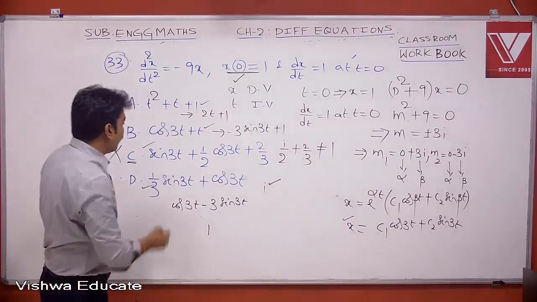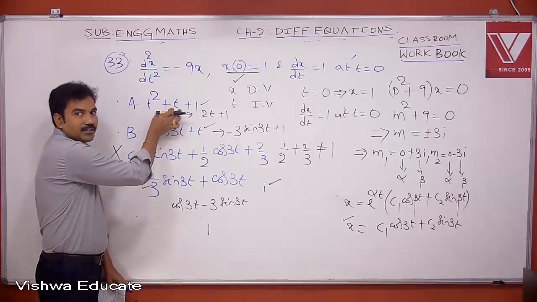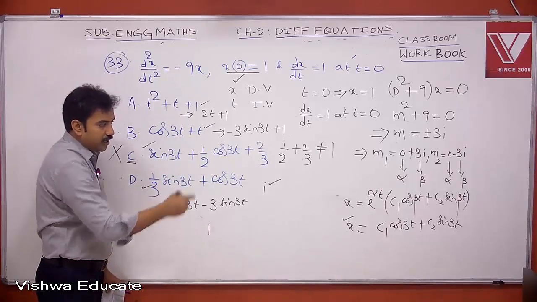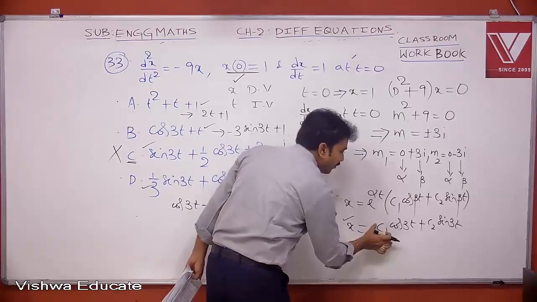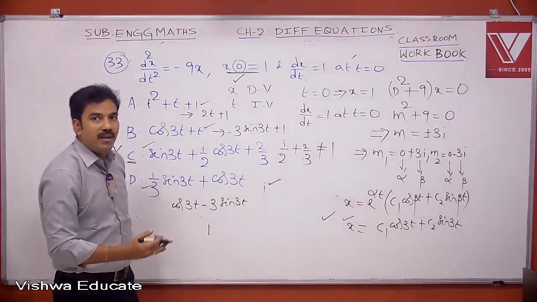Now it is very flexible to eliminate the remaining options. In this case, we don't have trigonometric functions. So extra we have t square, t. There we got c1 cos 3t plus c2 sin 3t. Even if you apply boundary conditions, suppose c1 is 0, suppose c2 is 0, then trigonometric functions will be eliminated.